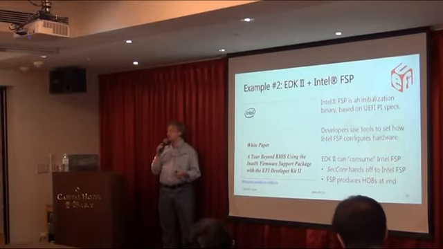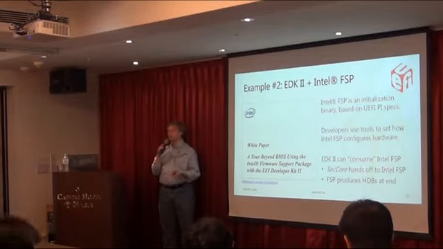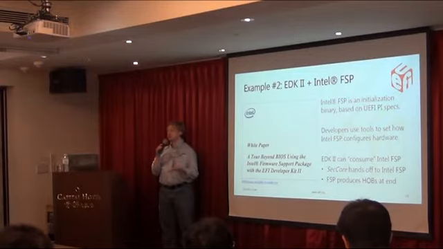And again, EDK2 can consume this. SEC core hands off to it. FSP produces HOBs. HOBs are handoff blocks that pass information up to DXE, and the rest is reading a very long and not that interesting specification.